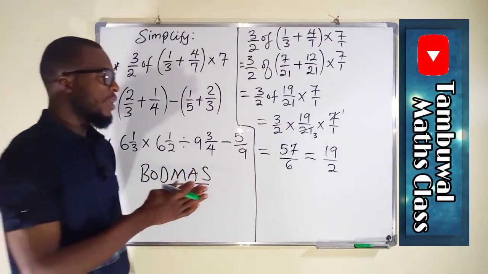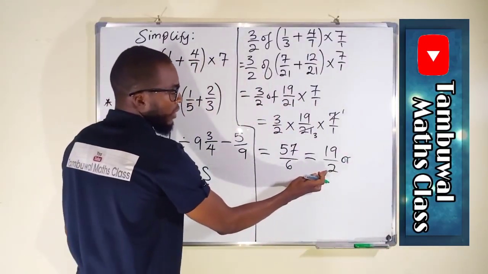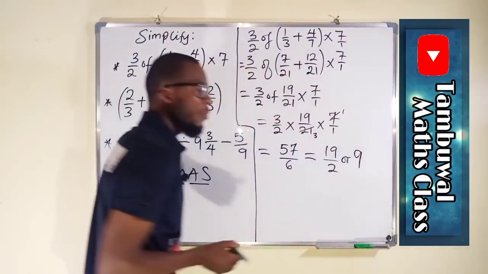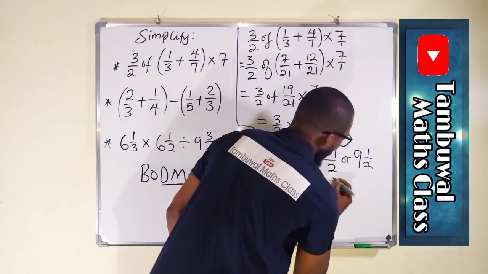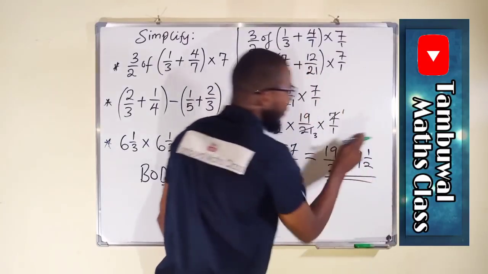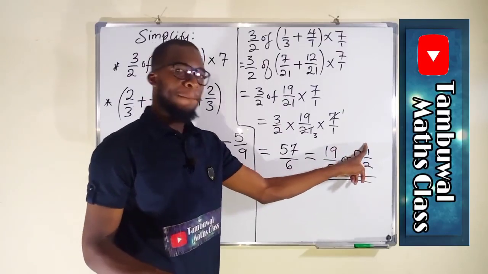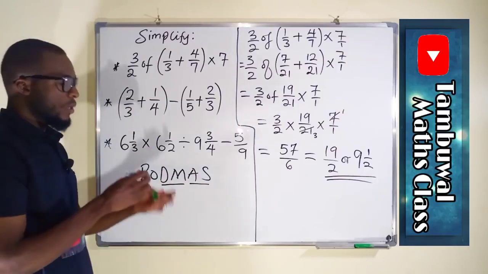into a mixed number. Therefore, we can say 2 can go into 19 9 times, but we have a remainder of 1 out of 2. So either this is an improper fraction, or this is a mixed number. Let us move on to the next one.